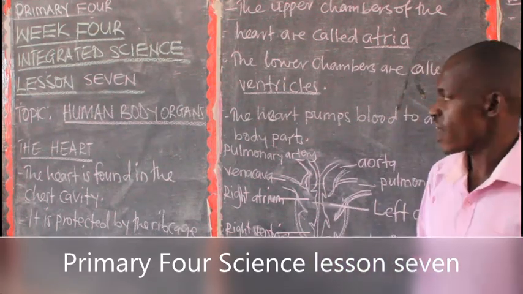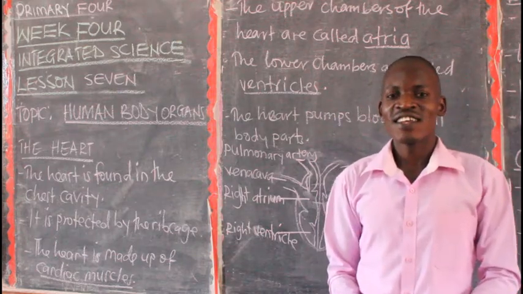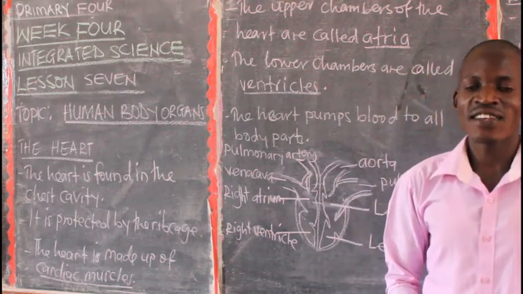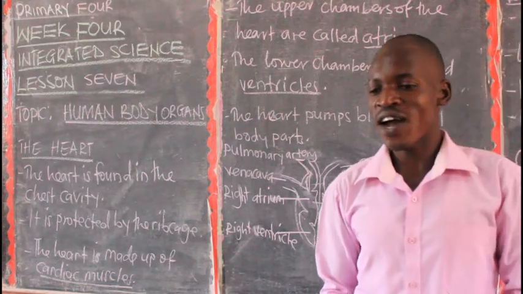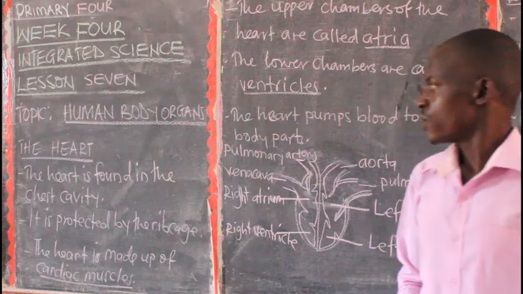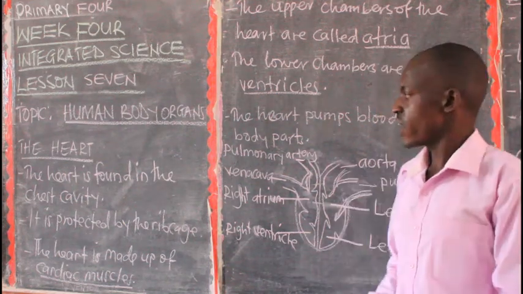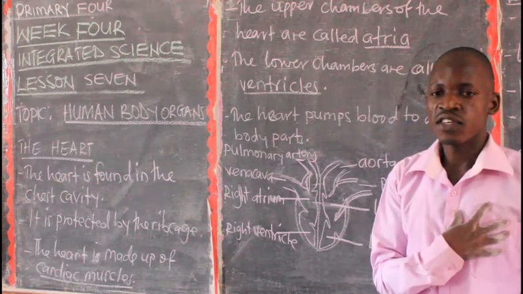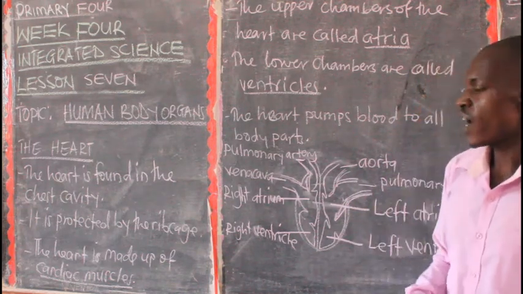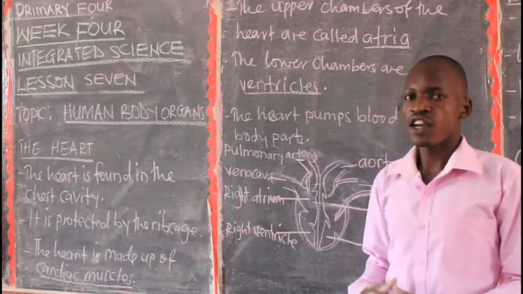Today, we are looking at the heart. We know very well that for you to survive, you need a heart. And as I'm talking, you have your heart there with you. The heart is found in the chest cavity, meaning it is found in the chest. Then, the heart is protected by the rib cage.